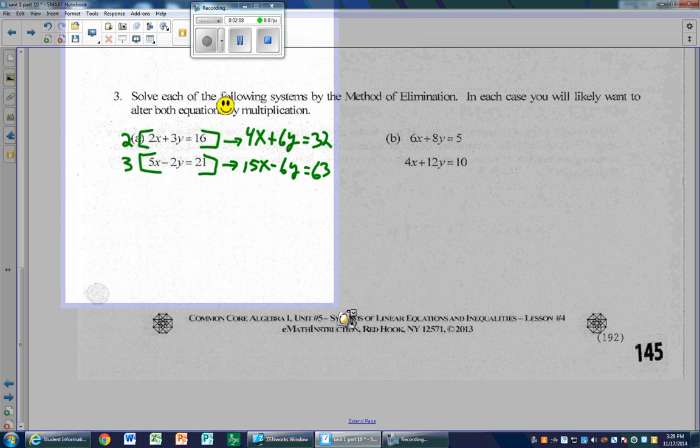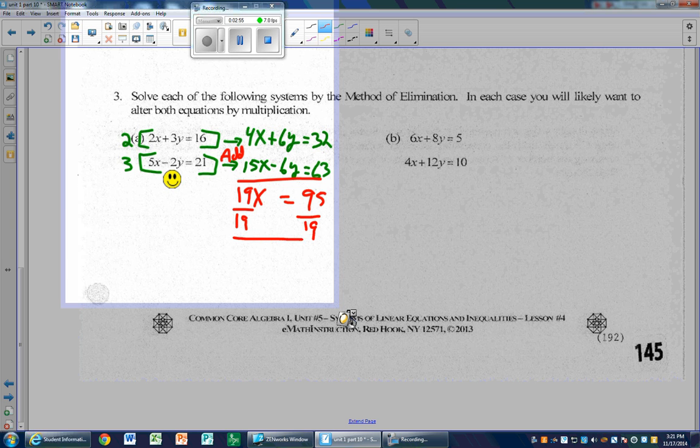I want you to notice that we have the same quantity of y's, 6y and 6y, but the signs are alternating. The signs are alternating. So I add. 4x plus 15x is 19x. Positive 6y add -6y is nothing. 32 add 63 is 95. Then we divide both sides by 19, and x equals 5.